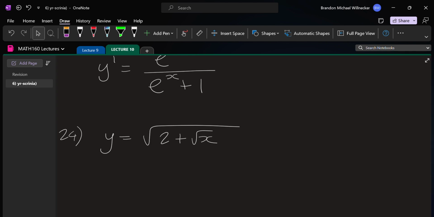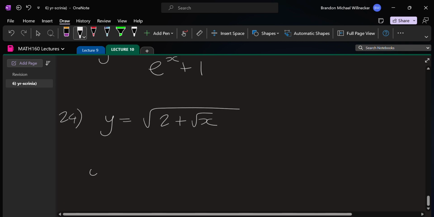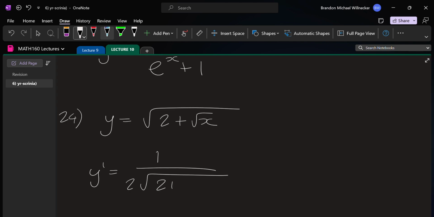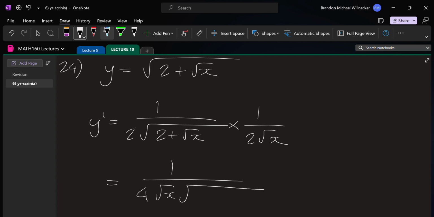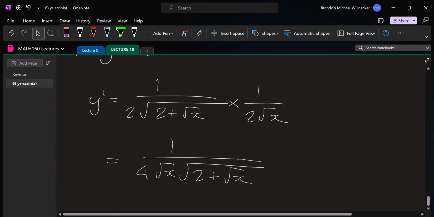Okay, 24. We have y is equal to the root of 2 plus root x. Okay, we've got a composition of roots here. We know how to deal with roots, so that's fine. Roots on the outside, and then 2 plus root x on the inside. So let's look at the outside bit first. So y prime, that's going to be 1 over 2 root 2 plus root x times, and then the derivative of the inside part, that's going to be 1 over 2 root x.